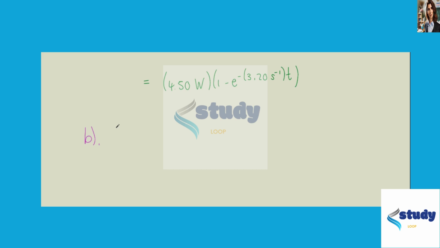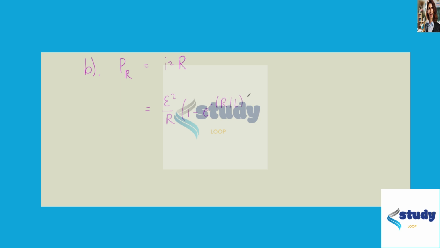And secondly, we want to calculate the rate of dissipation of energy through the resistor. So that's the power through the resistor, P_R. And this is defined by I squared times R. And again, we can simplify as we did above. This is epsilon squared over R into 1 minus e to the minus R over L times t, and that's squared.